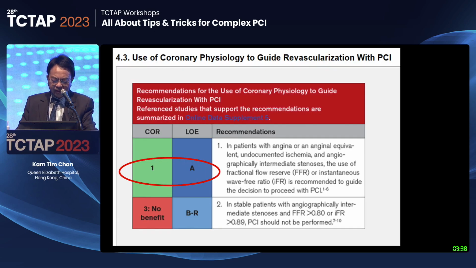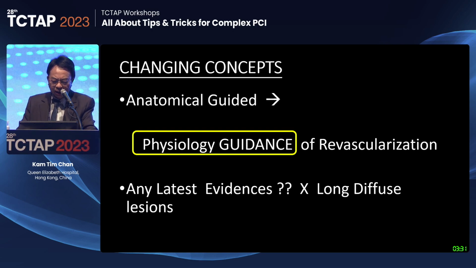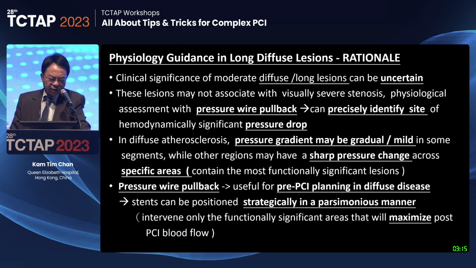While in the previous section we mentioned the role of functional guidance, which is a class 1 indication for those moderate diseases, I want to present a case illustrating a changing concept. Can we change our anatomically guided mindset to physiological guidance of revascularization, especially for these long diffuse lesions? Do we have any latest evidence on that? What is the rationale of using physiology guidance in these long diffuse diseases?